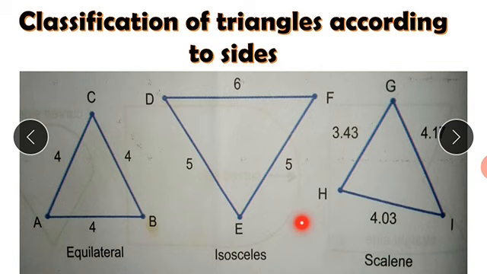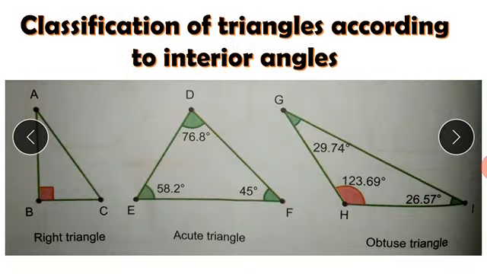While in scalene, the sides are of different lengths. So all the sides have different lengths. So as you can see, 3.43, 4.0, 4.11. So this is the classification of triangles according to sides.